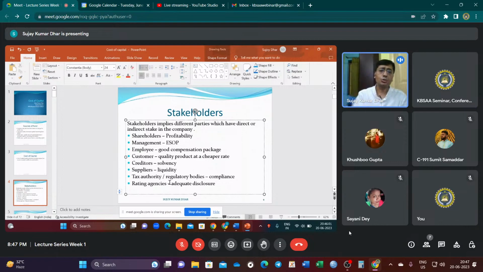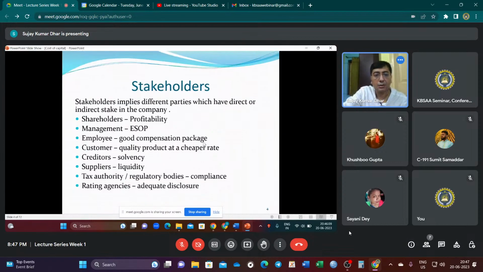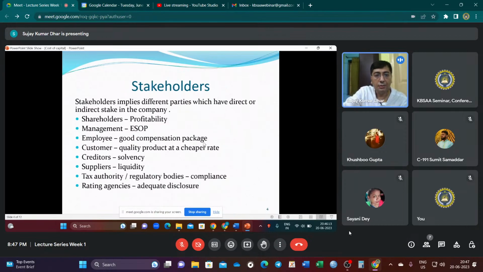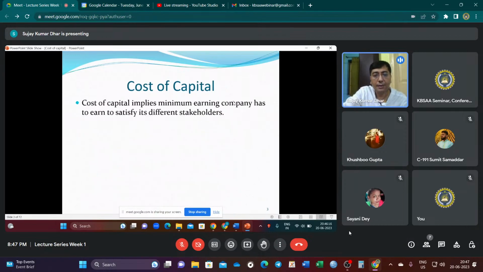So you have understood, stakeholders are those who have a direct or indirect stake in the company. So once again, cost of capital implies the minimum earning a company has to earn to satisfy its different stakeholders. Or alternatively, you can say the minimum cost that is incurred to raise the fund.